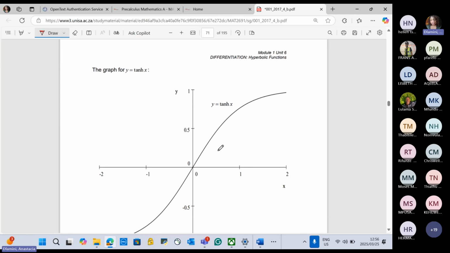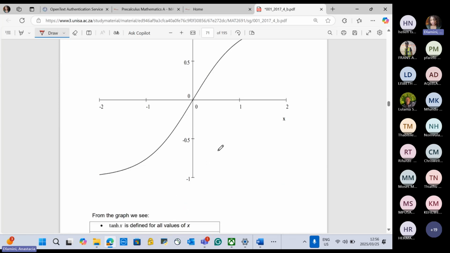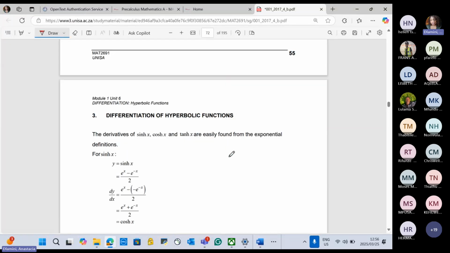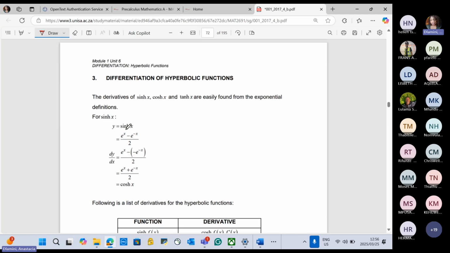Now here we have a hyperbolic function of tan. And then these are the properties. Please go learn them. If you don't understand them, send me an email. Now, differentiation of a hyperbolic function. The derivatives of sinh, cosh, and tanh are easily found from the exponential definition. So this is how they found it.